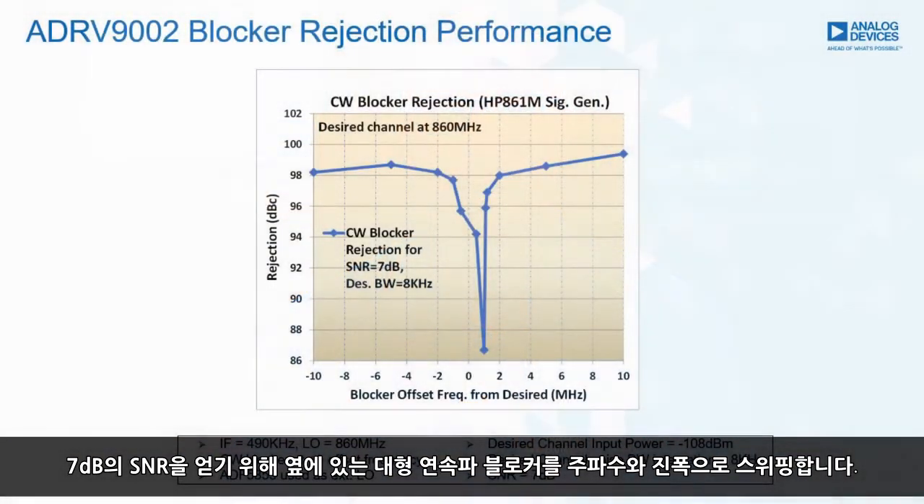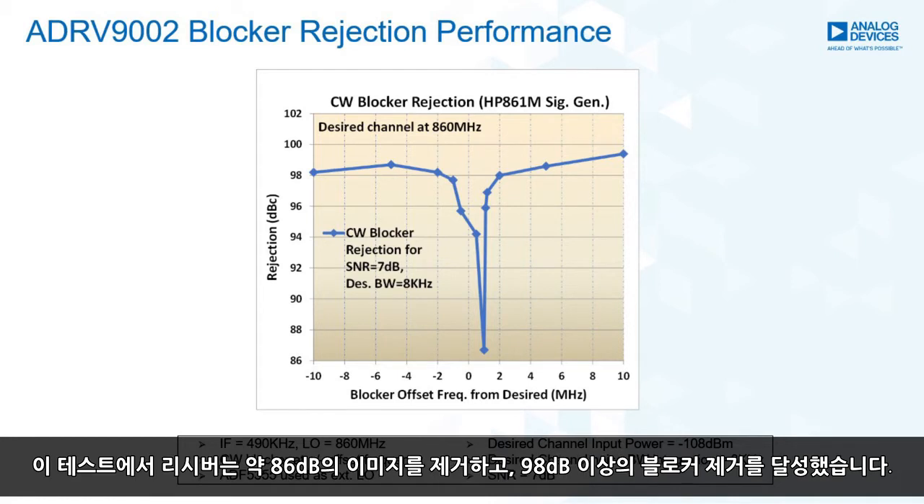Using this IF mode, we are going to input an 8 kHz signal at minus 108 dBm, and we are going to sweep this large continuous wave blocker next to it in frequency and amplitude to get to an SNR of 7 dB. The receiver achieves in excess of 98 dB blocker rejection in this test, with an image rejection of about 86 dB.